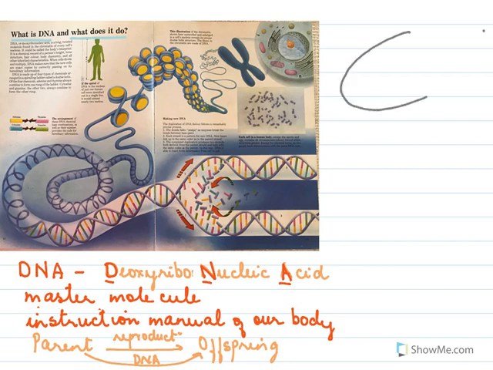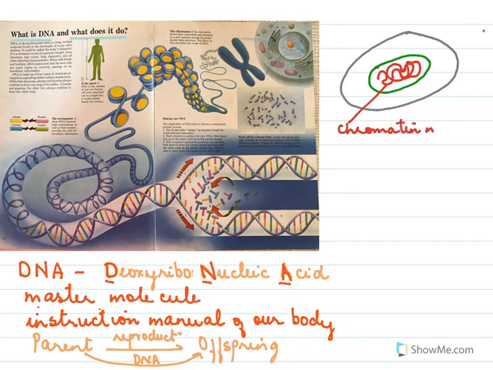We have the cell, which is the basic unit of living organisms, and inside the cell we have the nucleus. Within the nucleus we have a network. There are other things in the nucleus, but there is this network, and this network is called the chromatin network. The DNA is present in this chromatin network. Remember, DNA molecules are very long molecules, and they are present in the chromatin network. This is for a normal cell.